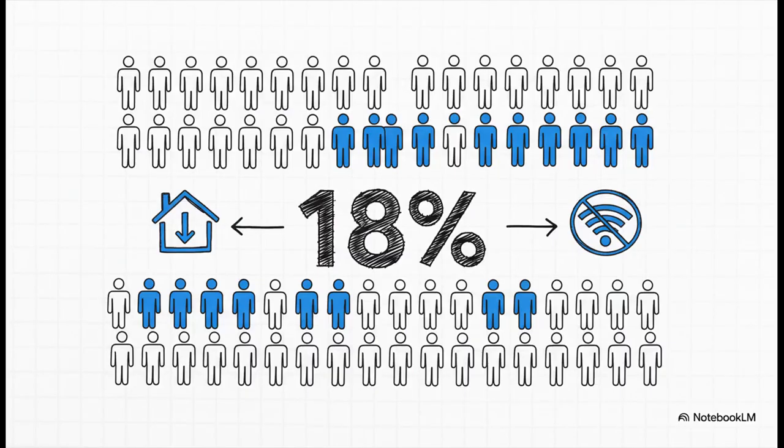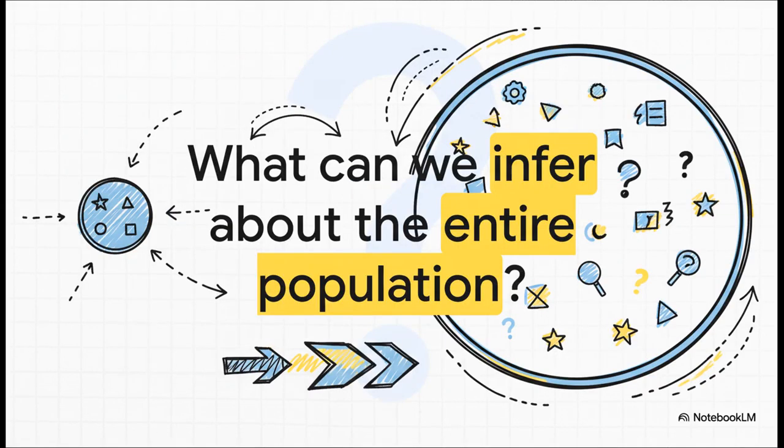Let's check out an example. Here is a descriptive fact. A study of about 1,500 adults found that 18% of people in low-income households didn't use the internet. Now, that is simply a summary of what they found in their sample. It's a fact about that specific group. So here's the crucial question. What does that fact about our small sample tell us about the entire population of low-income households? What can we infer from that?